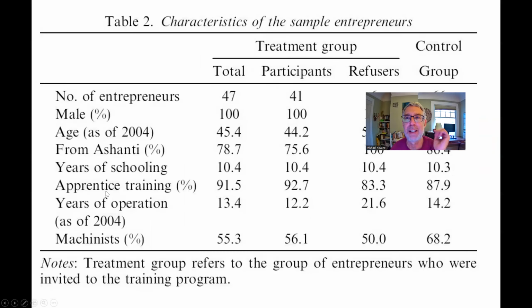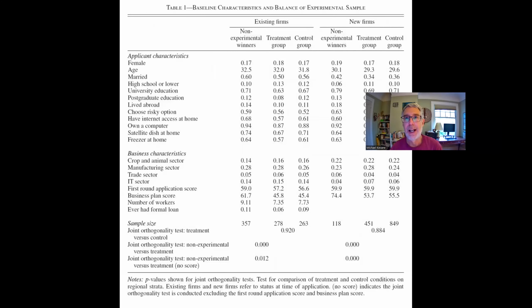So, nice balance table. And here's another balance table. Again, the variables, the number of observations, treatment group. Here they've separated the treatment group into participants and refusers. In this case, this was the UN paper. They know who refused to take up the grant after the first round. And again, some of them are percentages, some of them are continuous variables. So a nice table.